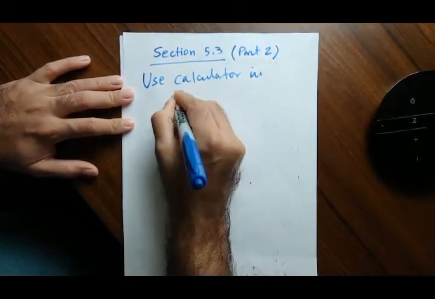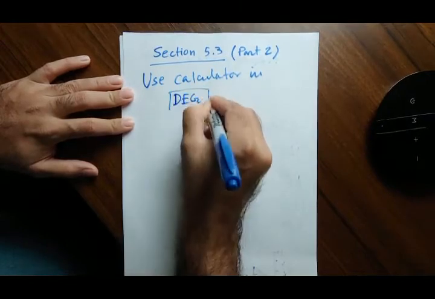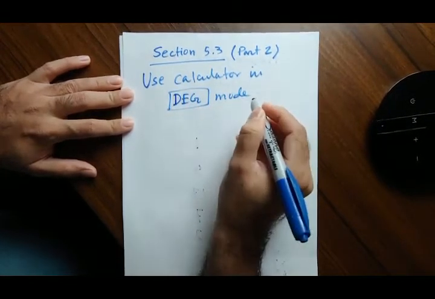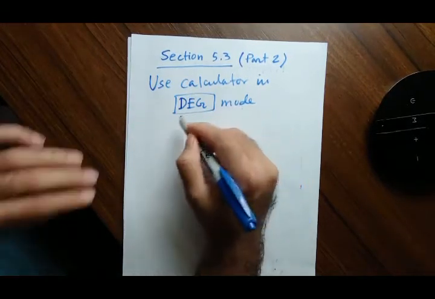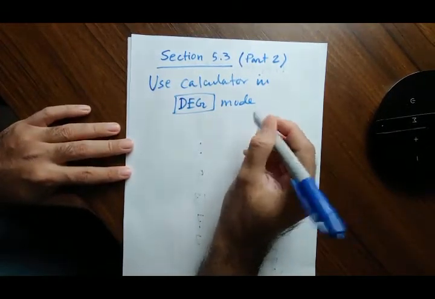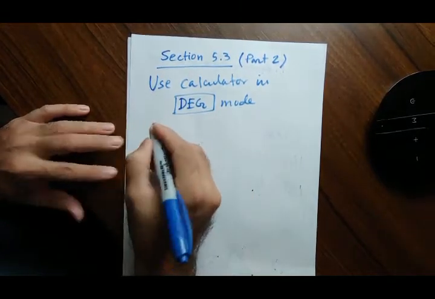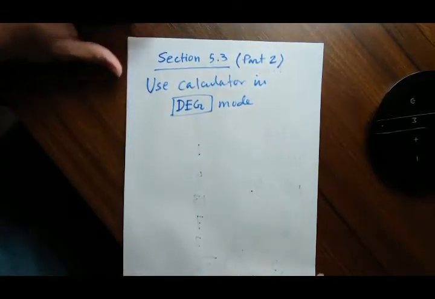Use the calculator in degree mode. There is a DG, which is the default mode, by the way, in your calculator. So use that one and make sure that it is in degree mode, and then punch in these numbers and get the answer. I will do a couple of problems here.